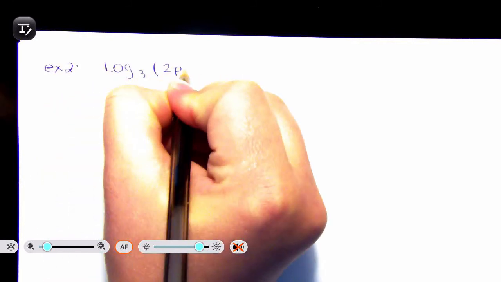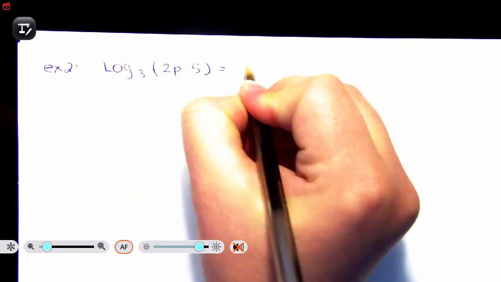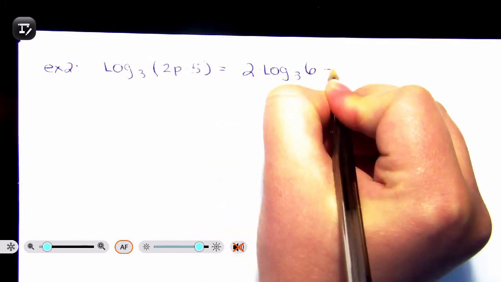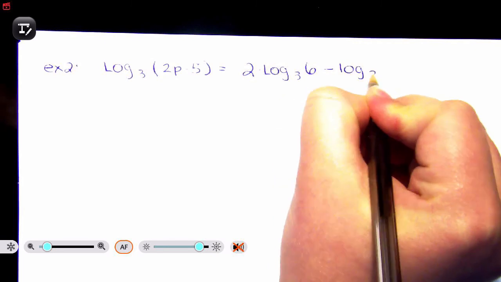All right, let's do an example that seems a little bit more complicated. It could potentially not be complicated at all. We'll find out. So example 2. Let's do log base 3 of 2p minus 5 is equal to 2 times log base 3 of 6 minus log base 3 of 4.